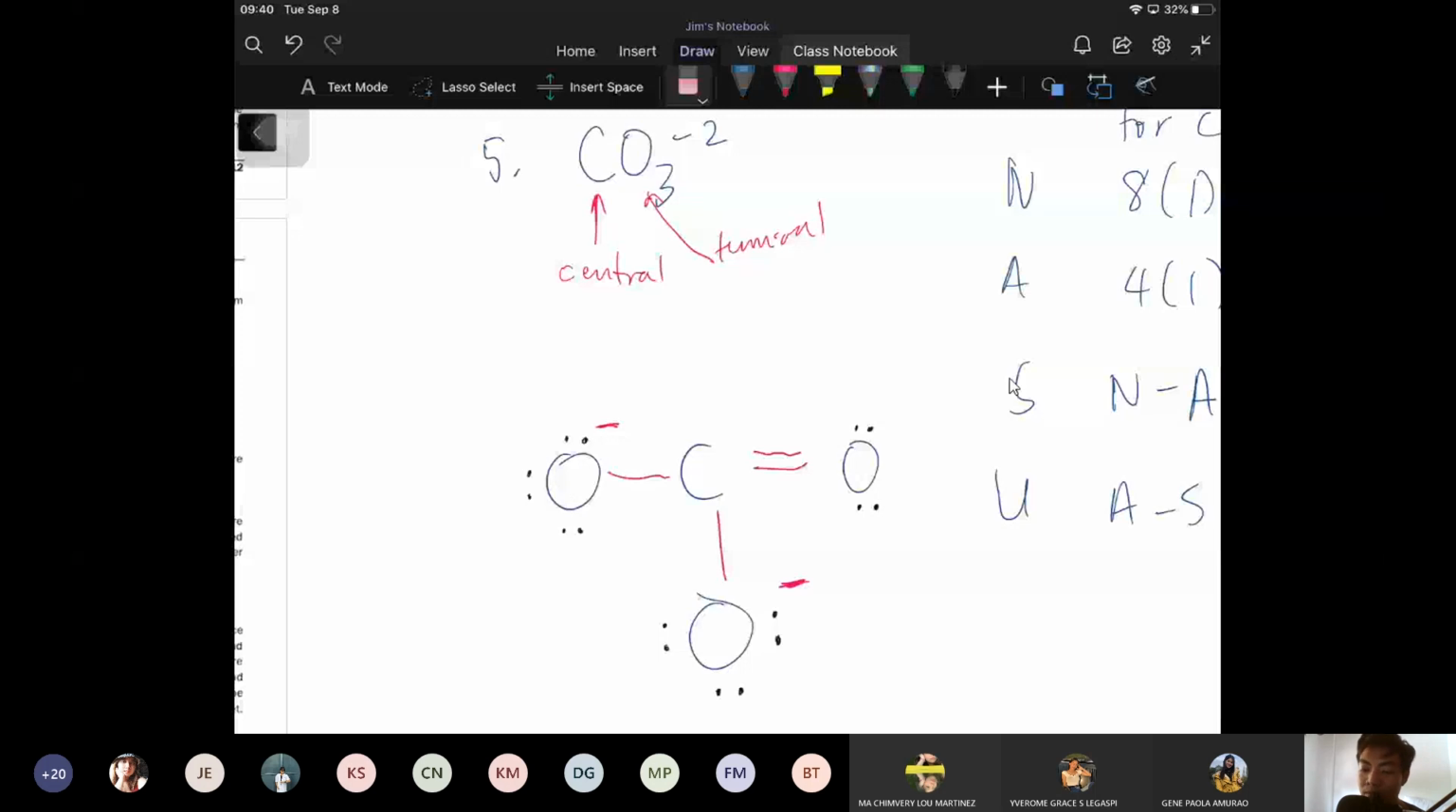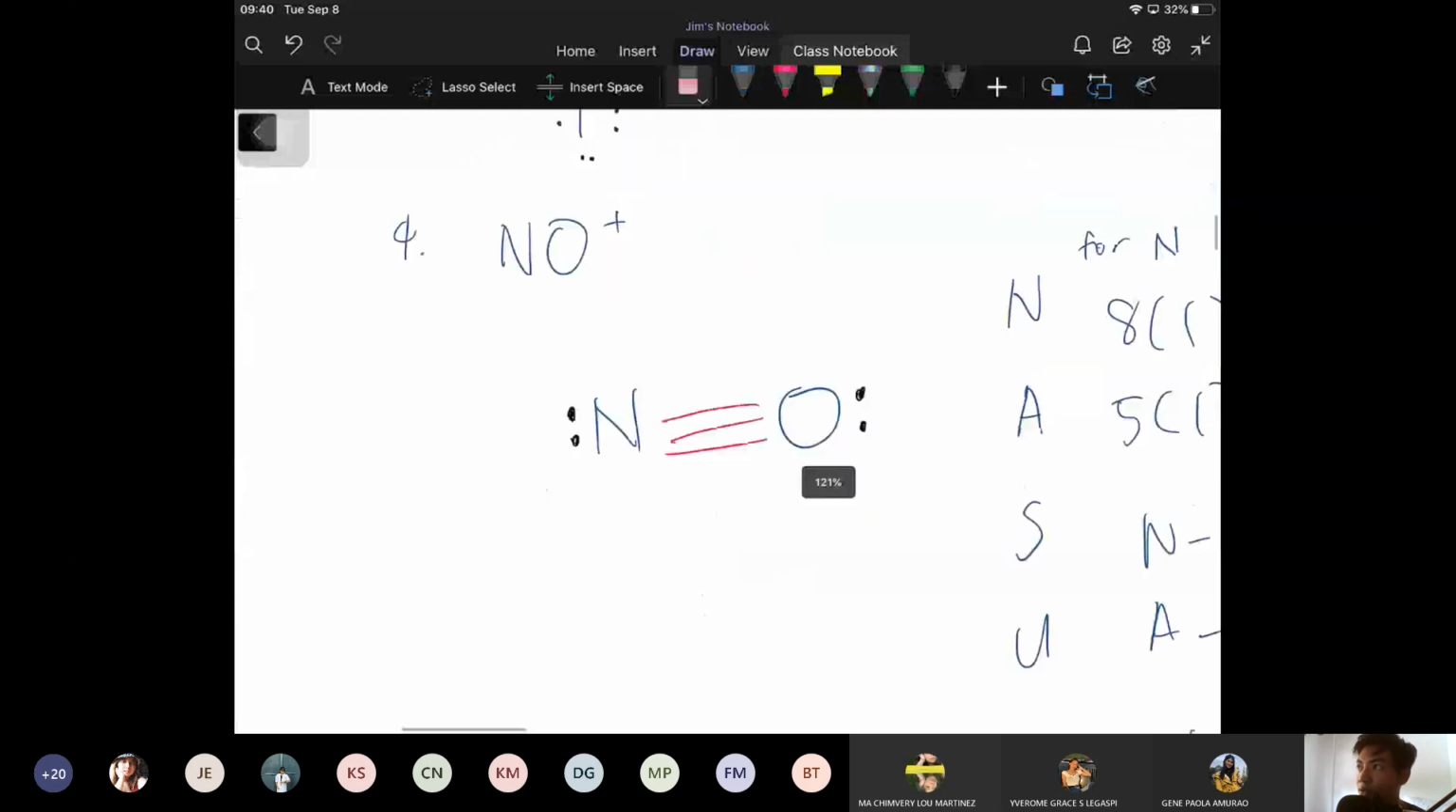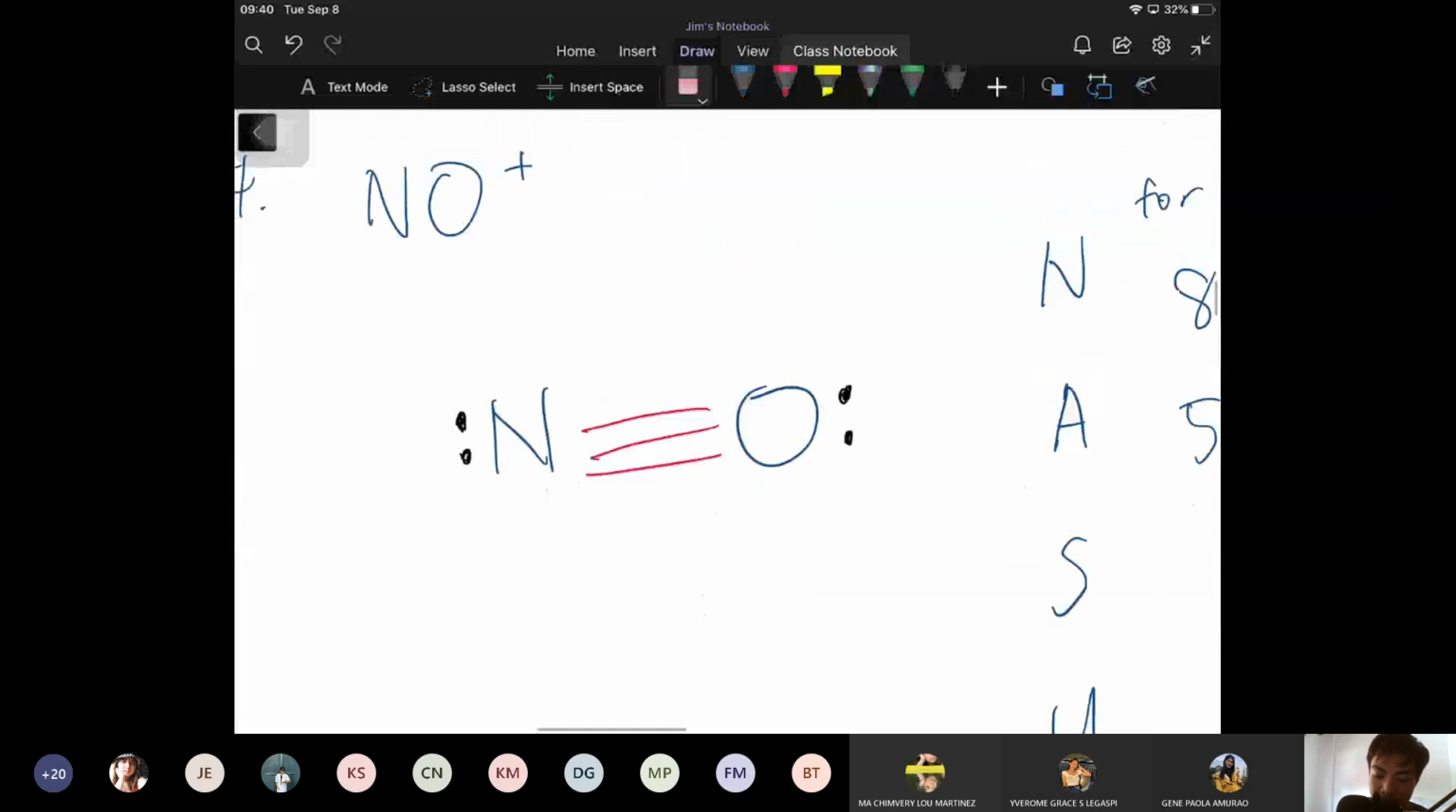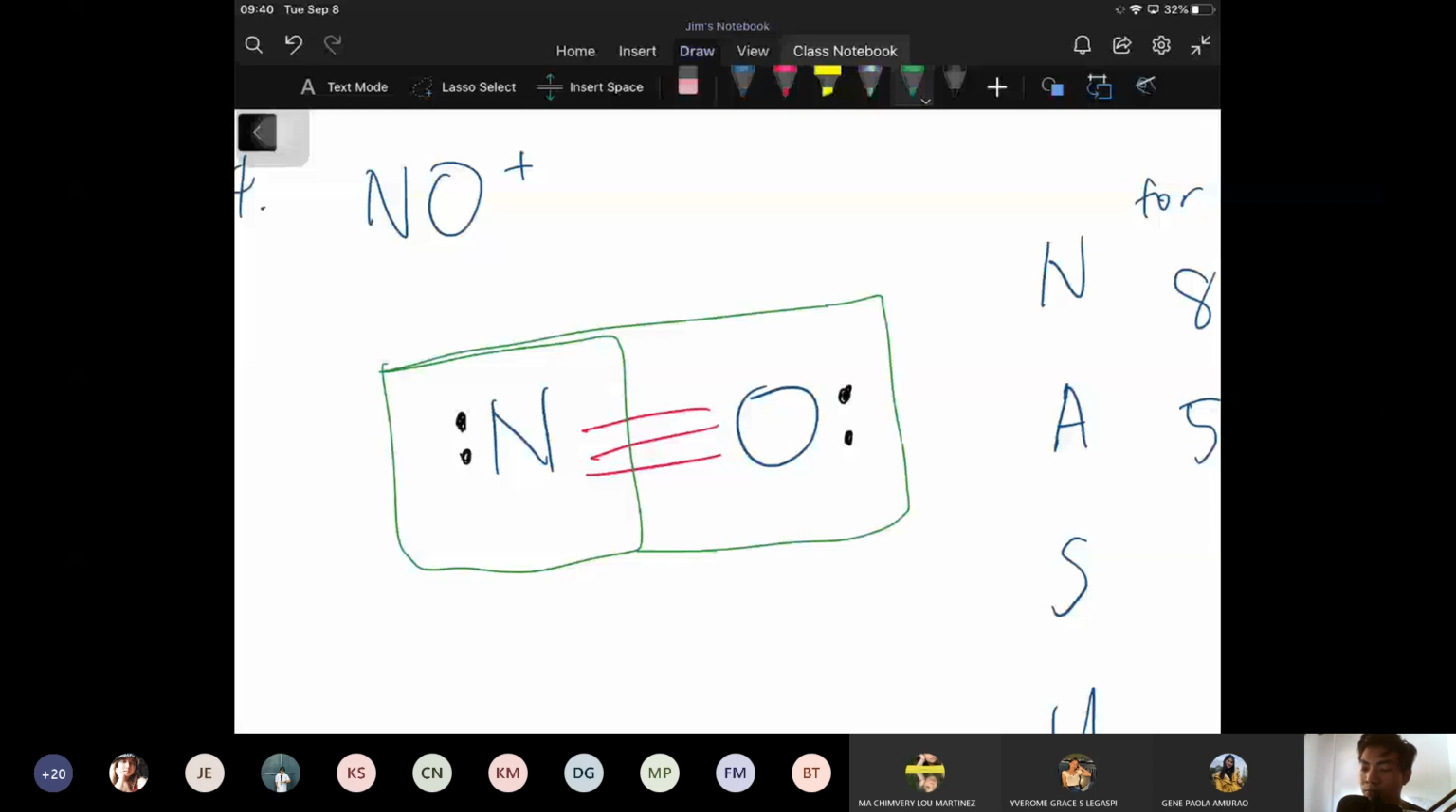Okay. So, balikan pa natin yung isa pa, itong NO+. Last one. So, NO+, by just visual inspection. Tignan lang natin. The formal charge of oxygen here is positive 1. Bakit positive 1? Should is 6, have 1, 2, 3, 4, 5. So 6 minus 5 is positive 1. How about this nitrogen? Should is 5, have is 5, so 0 to.